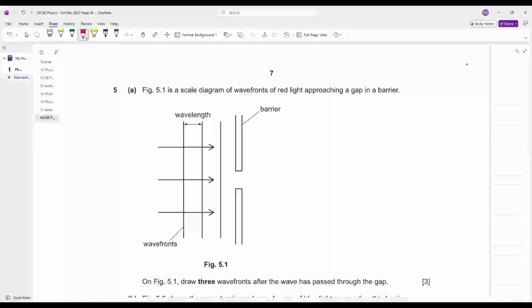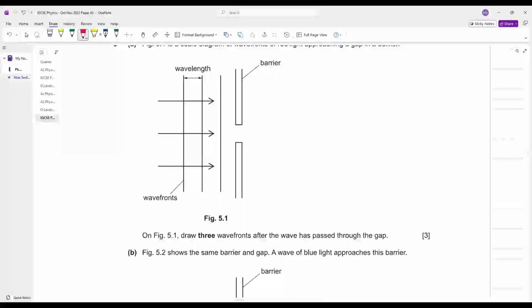Figure 5.1 is a scale diagram of wavefronts of red light approaching a gap in a barrier. Okay, so this is diffraction happening. I can see it from the diagram. On figure 5.1, draw three wavefronts after the wave has passed through the gap. What will happen? Diffraction will happen. So your waves will start to curl like this.